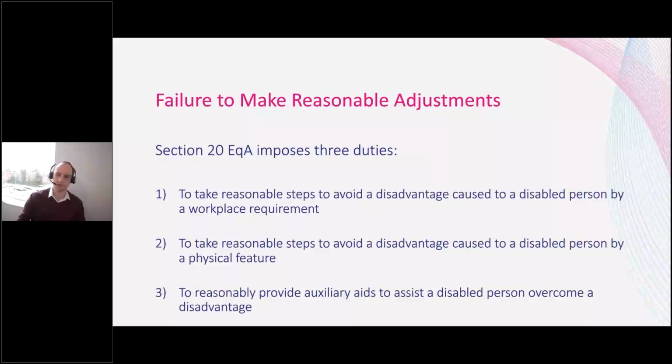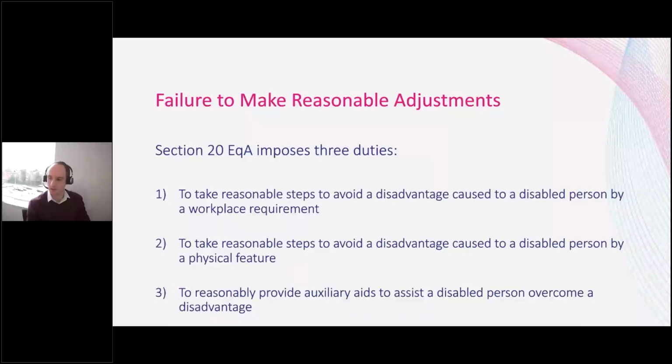Beyond that, of course, we get into 2 and 3, which arise less often. So 2, they're reasonable steps to avoid a disadvantage caused to a disabled person by a physical feature in the workplace. That's, to use your classic example, your wheelchair access, ramps, lifts, etc. And the third one there, to reasonably provide auxiliary aids to assist a disabled person to overcome a disadvantage.